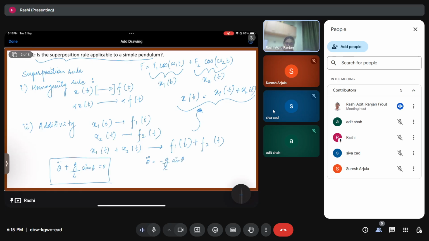Now, if I want to know what is going to be the solution, if I replace theta with alpha theta, it will be minus g by L sine of alpha theta, which is not equal to alpha into theta double dot. So it is violating the homogeneity rule.